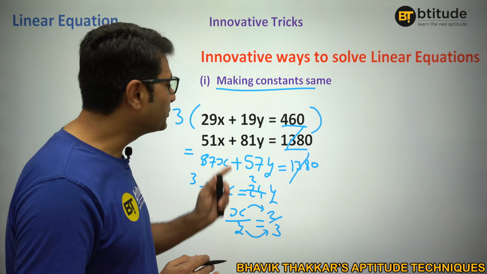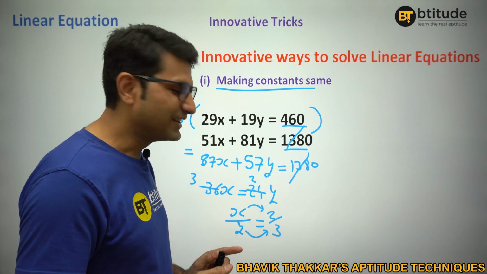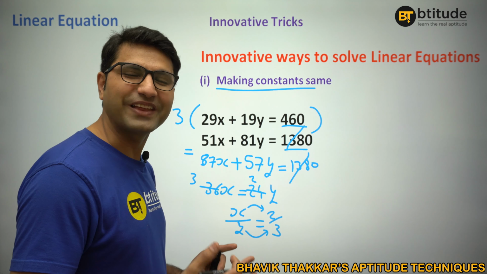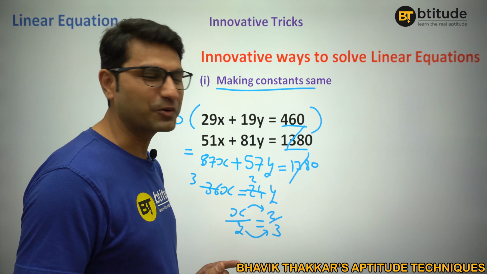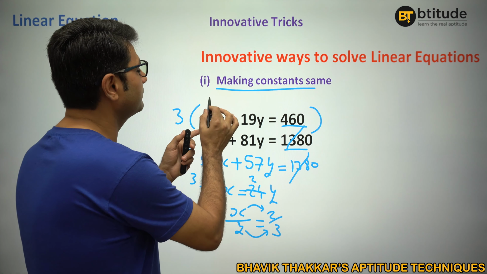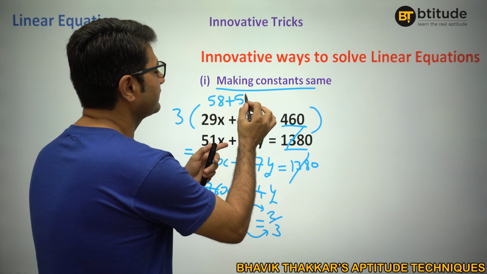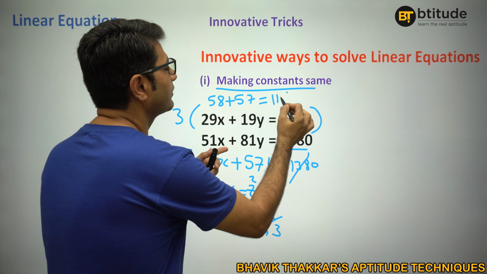Let us put that value inside. x is 2 and y is 3. They are going to be in that ratio, right? So we are actually taking a replica now. That's what innovative methods are all about. Now we can understand x is 2 and y is 3. If x is 2, this will become 58, plus y is 3, this will become 57. So the total will become 115.